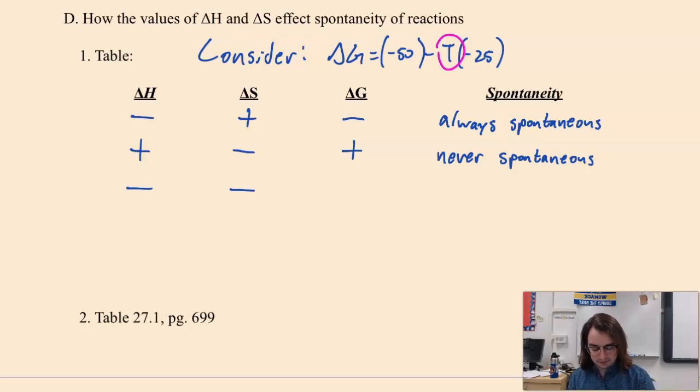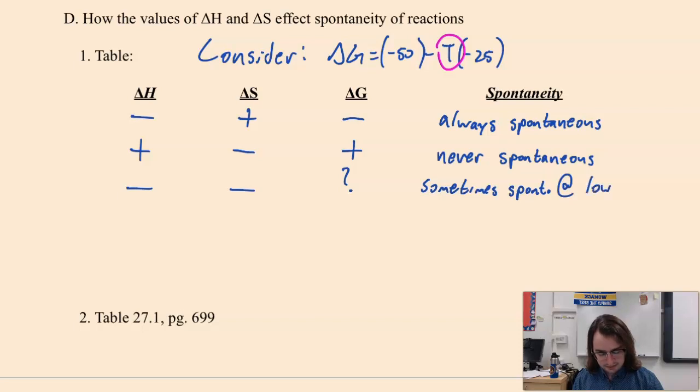That's supposed to be a question mark, but my question marks are bad. That's better. Honestly, we don't know. So because we don't know, and because this is dependent on temperature, we say that this is sometimes spontaneous. I'm going to abbreviate spontaneous like this. And it's sometimes spontaneous at low temperatures.